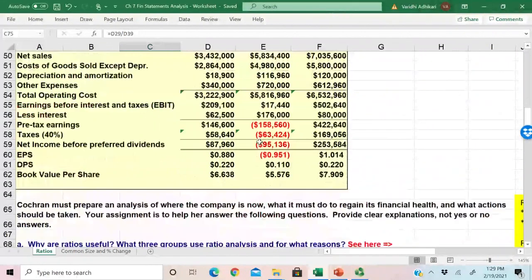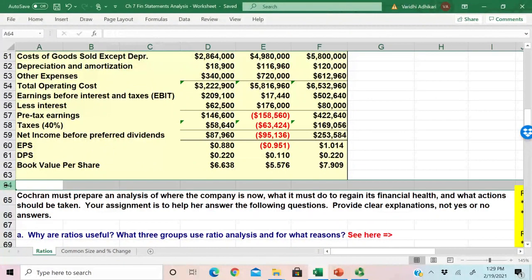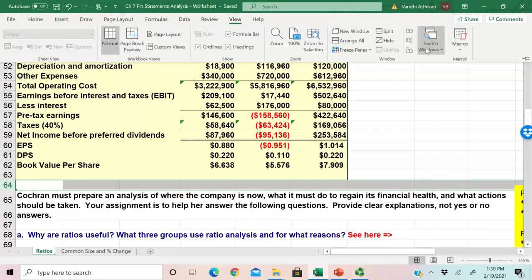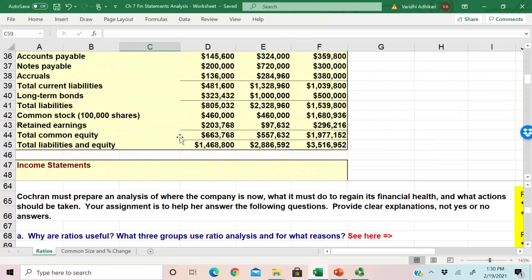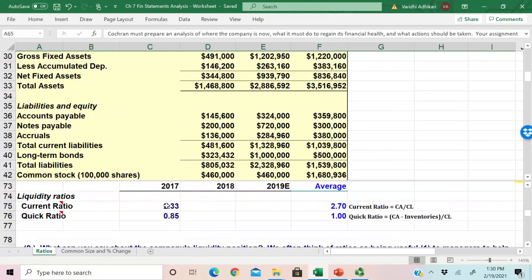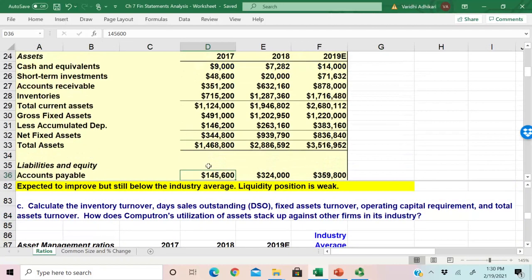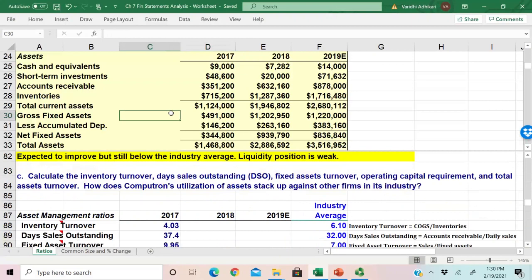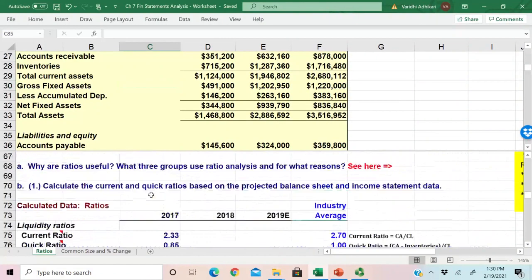Just like before, I'm going to select this entire row, go to View and Split. If I split it, I can work independently here, and I can move this view over and under. I'm going to use these statements here. So now I'm going to calculate the liquidity ratios.